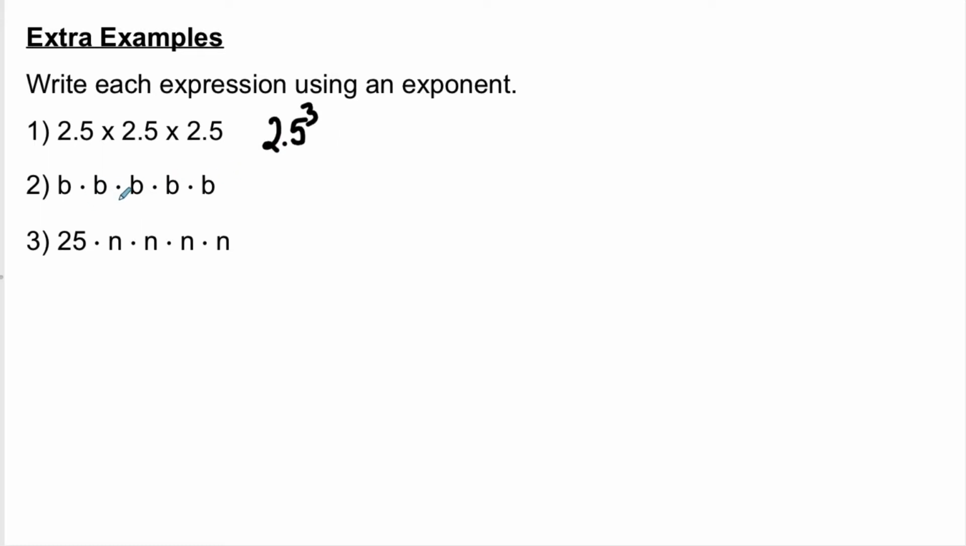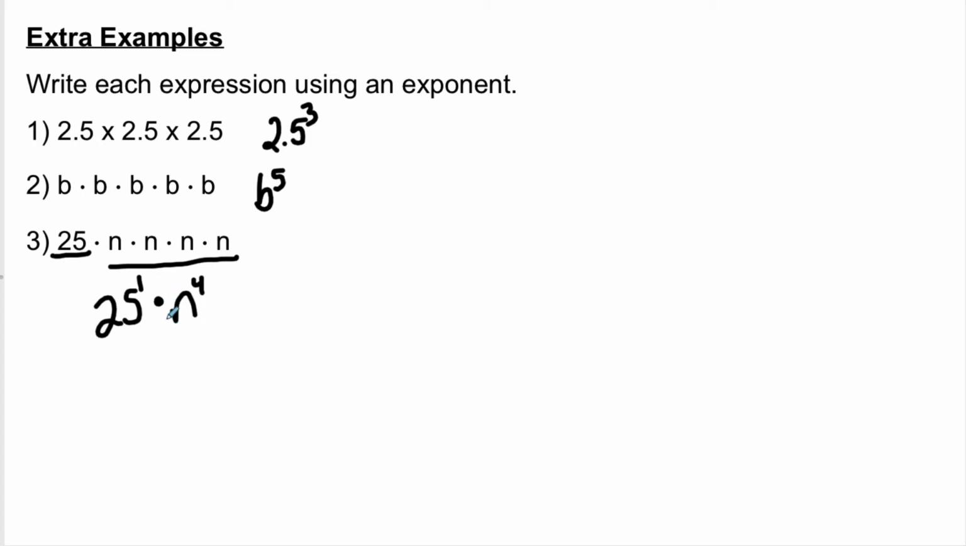Next one, got a set of variables. So my base is b, 1, 2, 3, 4, 5. B to the fifth power. And in this last one, we've got 2 separate things, so be careful. Here's one base, 25. There's only one, so you could put to the first power, or you could just leave it as is, times, I have another base, n, and it's being multiplied by itself 4 times, so that's n to the 4th power.